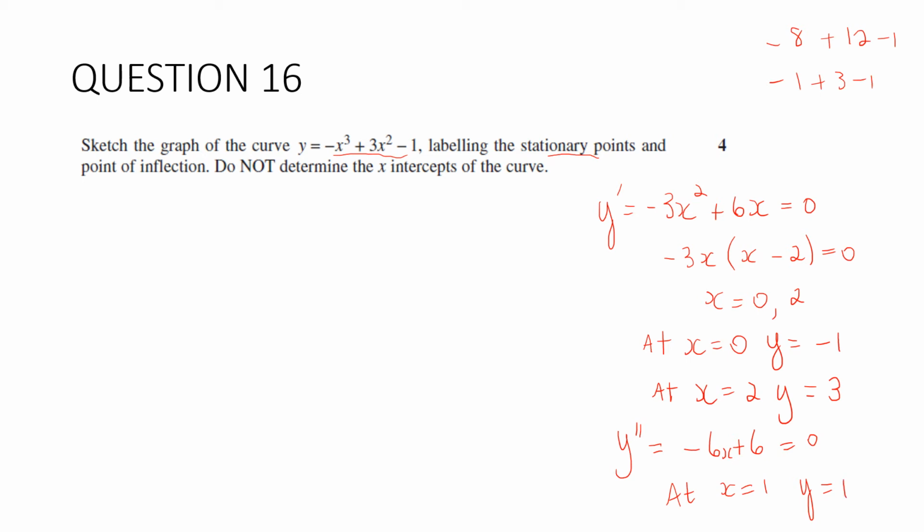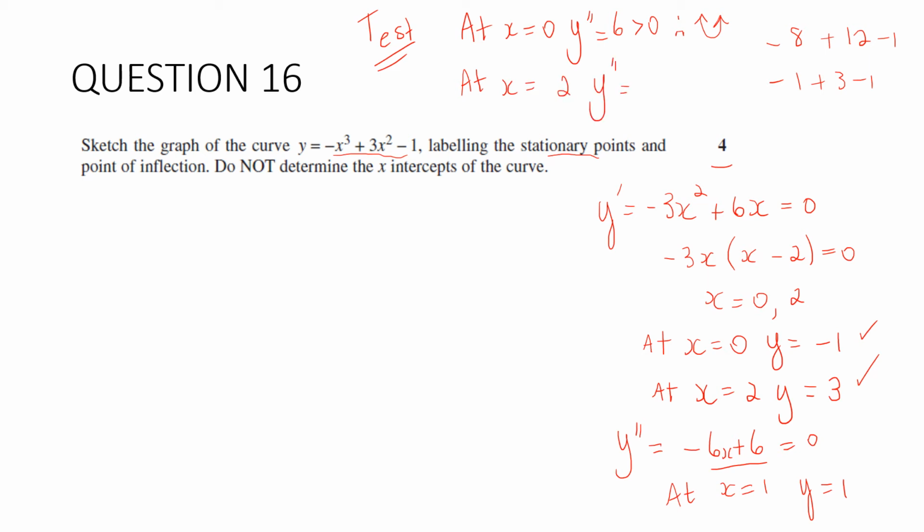We should also test the concavity of our two stationary points. And you should write this down. In order to get the 4 marks, you should write this down. So let's test here. At x equals 0, the second derivative, so I'm substituting it down here, is equal to 6, which is greater than 0. Therefore, it is concave up. And at x equals 2, our second derivative is equal to, substituting again down here, negative 12 plus 6, negative 6. It's less than 0, therefore concave down.